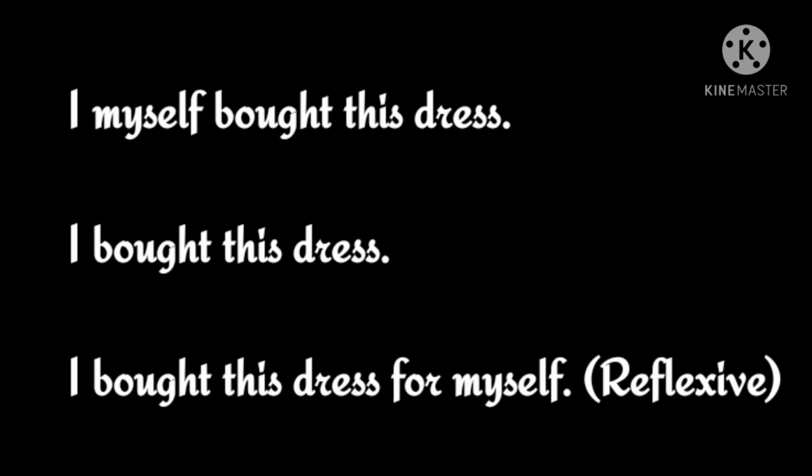Clear? Now, what if I say I bought a dress for myself? So what does this sentence mean? It means that I bought a dress for me. Okay, so here you can see the subject and object in the sentence are the same, and here myself refers back to the noun I. So here in this sentence myself is a reflexive pronoun. Clear? Hope now you understand the difference between reflexive pronoun and emphatic pronoun.